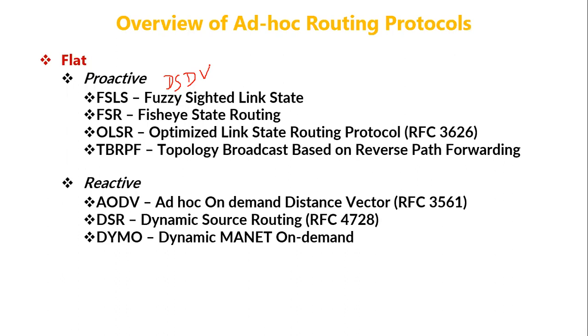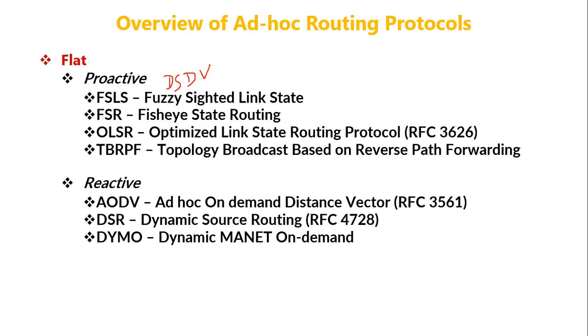So this is about the flat routing protocol. Under flat routing protocols, we have two categories, proactive and reactive. Under proactive, we have DSDV, but the drawback with DSDV is that it periodically updates the link state information, that is, the routing table, whenever there is a slight change in the network. To reduce that, other algorithms like fuzzy sighted link state and fisheye state routing were proposed. And to reduce the link state information further, routing algorithms like OLSR and TBRPF were proposed.